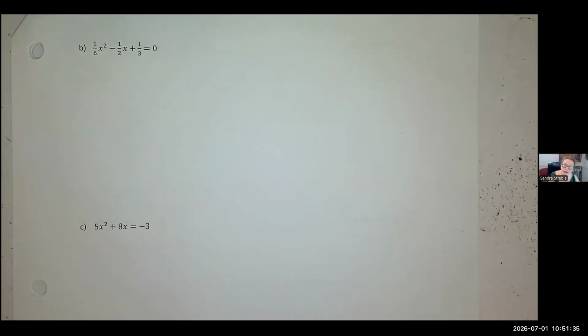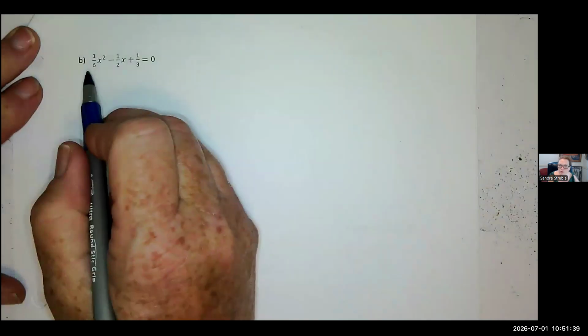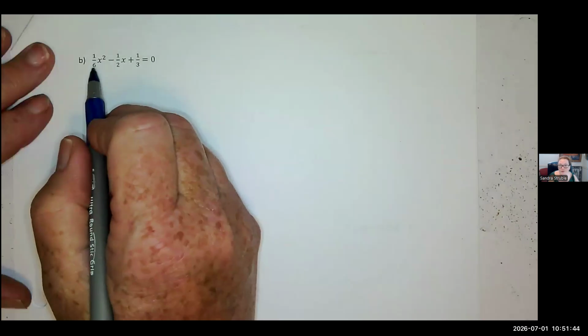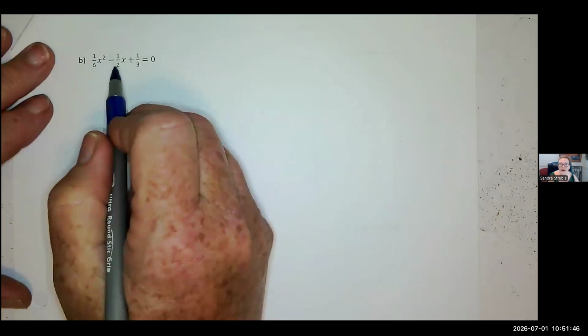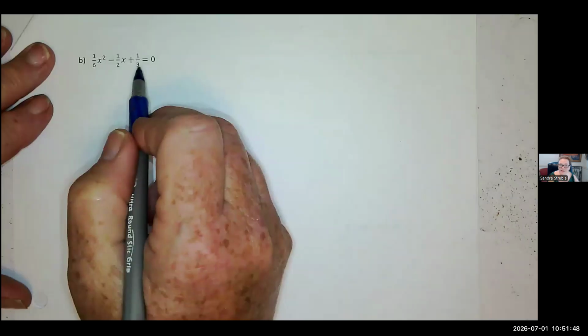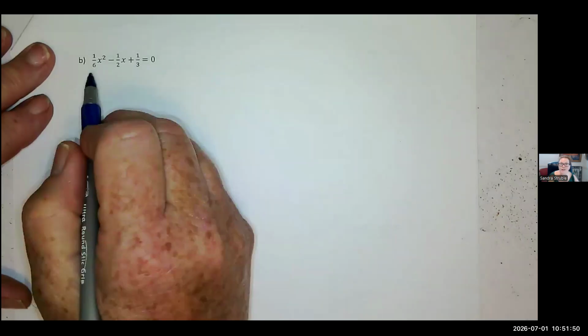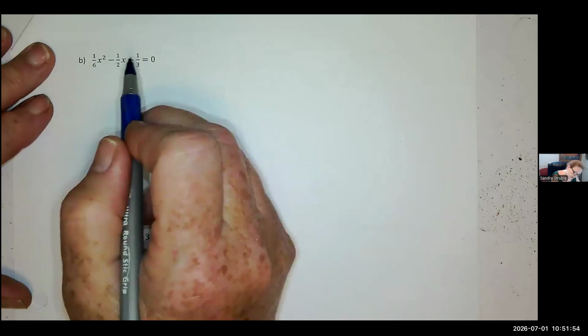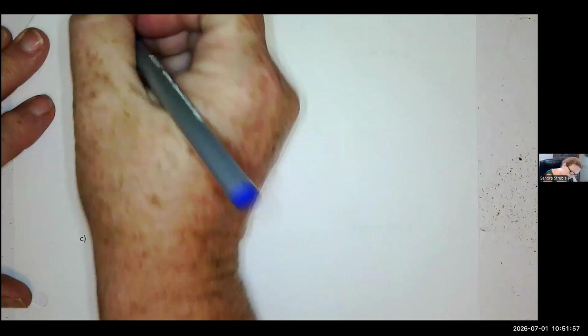First thing you need to do is find the lowest common denominator, which means the lowest number that 6 divides into, 2 divides into, and 3 divides into. And that is 6. 6 divides into 6 once, 2 divides into 6 3 times, 3 divides into 6 twice. So our lowest common denominator is 6. We're going to multiply 6 times every one of these terms.